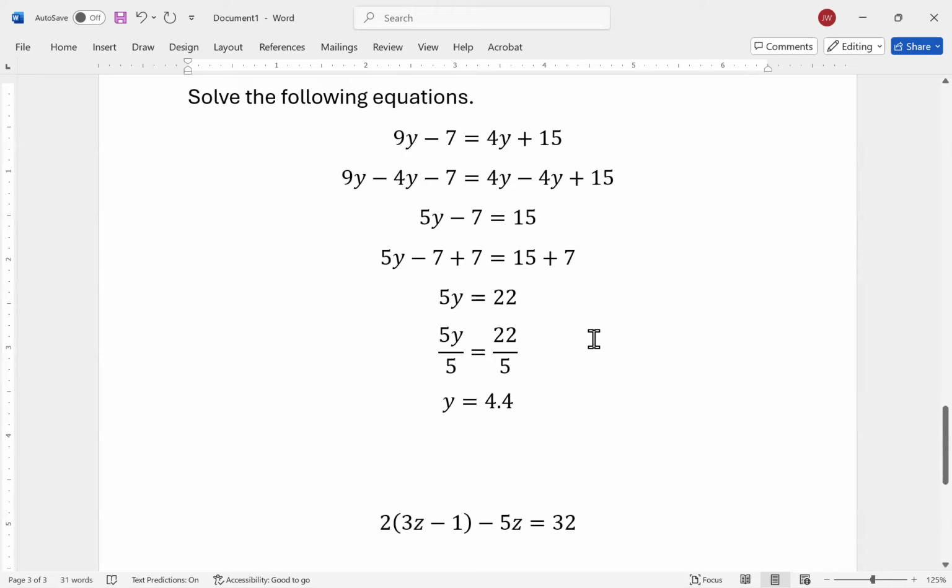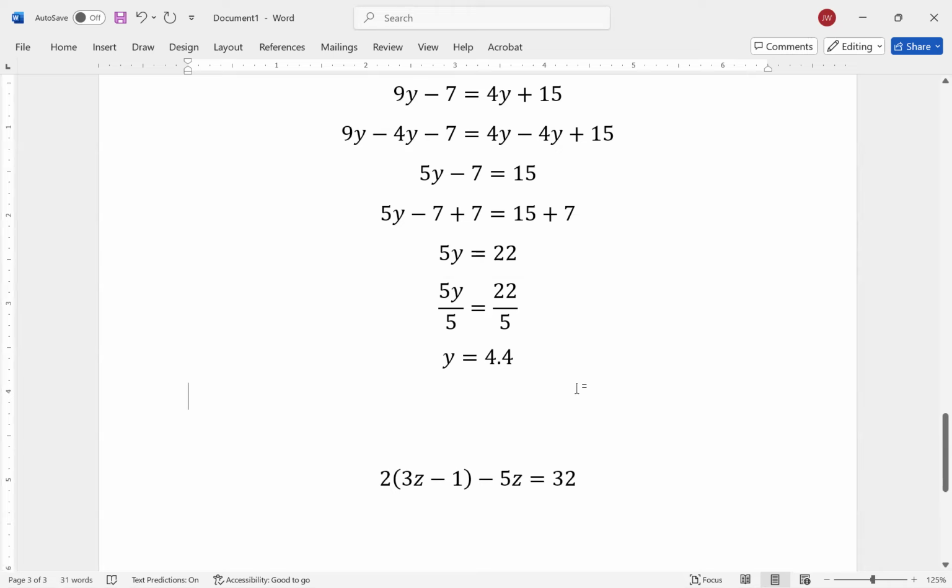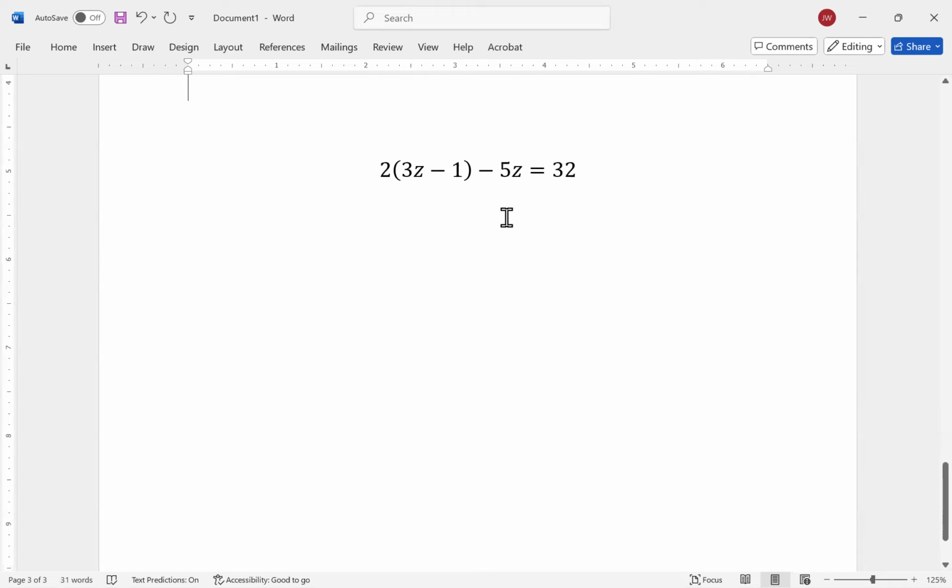All of those things maintain equivalencies. Let's go ahead and do that for the equation involving variable z. The first thing I would do is simplify. 2 times 3z is 6z. 2 times -1 is -2. Then I have minus 5z is equal to 32.